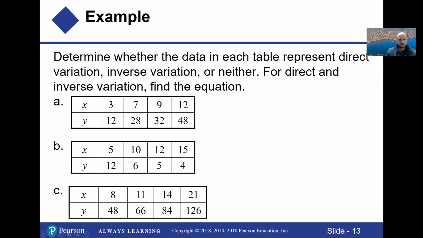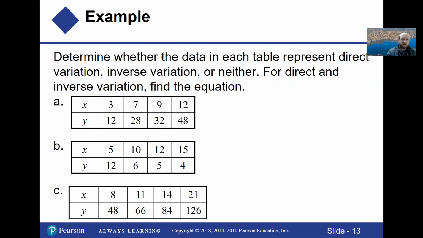So that's it. Then the last thing that I want you to know how to do is I want you to know how to take a table of data and tell me what type of variation it is. And I'm going to give you a pretty simple way to do this. Okay, so here's what you do.